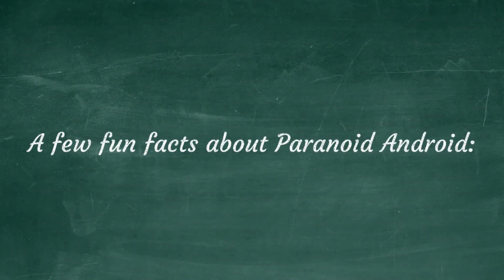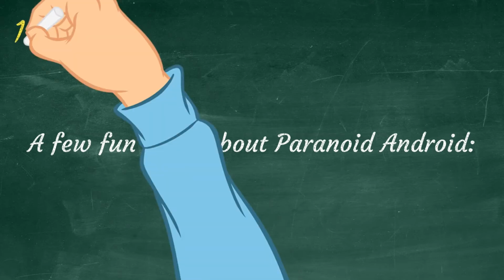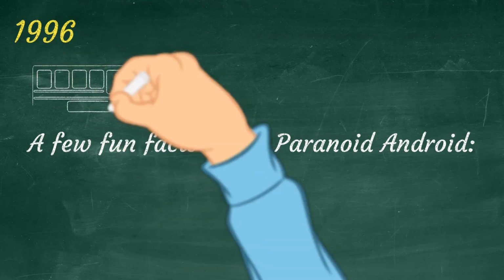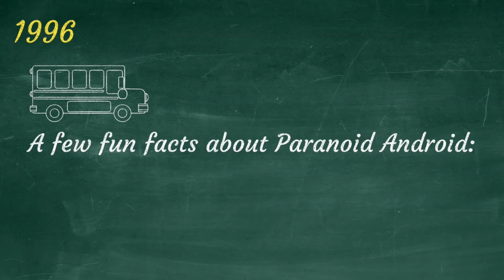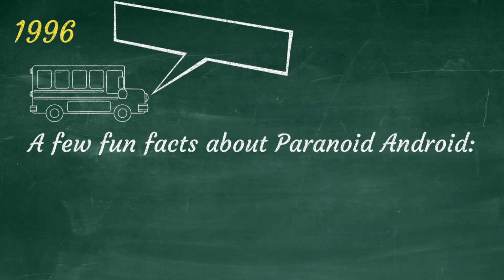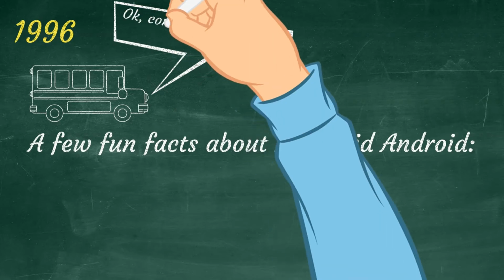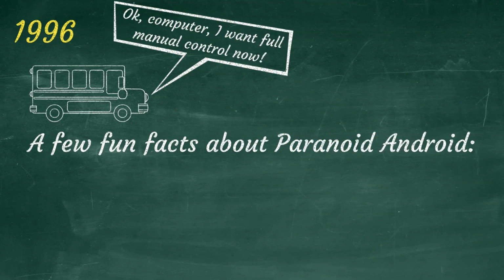The album title, OK Computer, first came about in 1996 when the band was killing time on their tour bus. They were listening to an audiobook of Hitchhiker's Guide to the Galaxy when the character Zaphod Beeblebrox says, "OK Computer, I want full manual control now." Thom Yorke liked the line so much that he wrote it down in his notebook and applied it to the album.